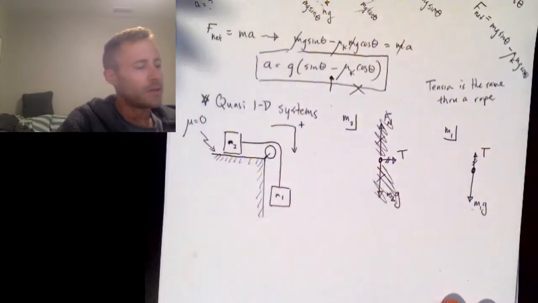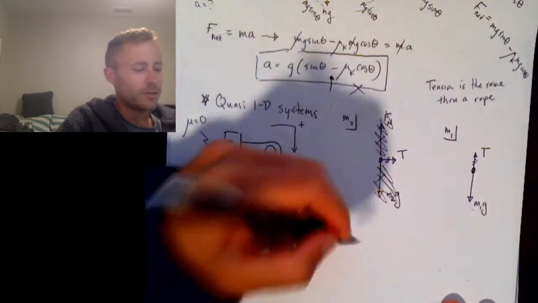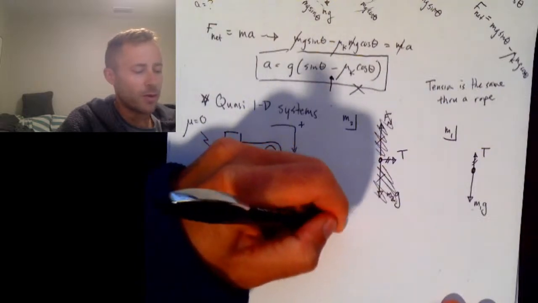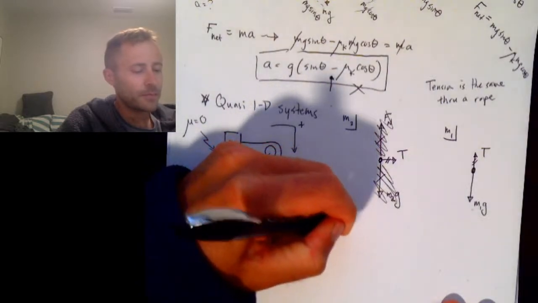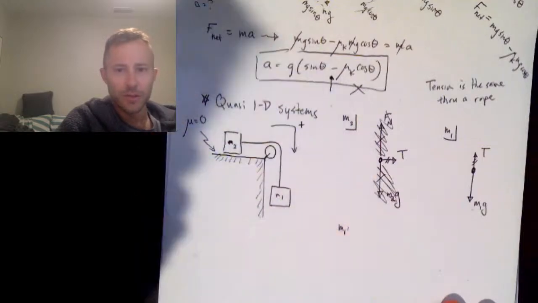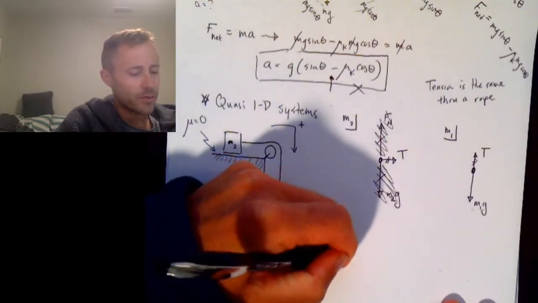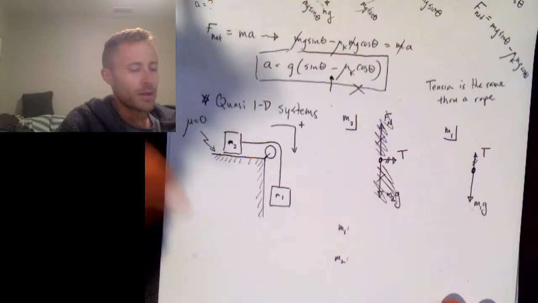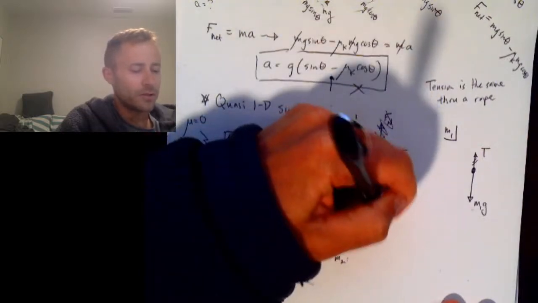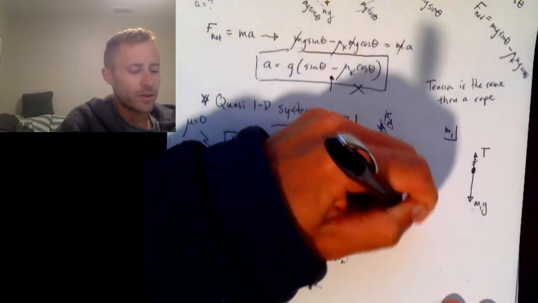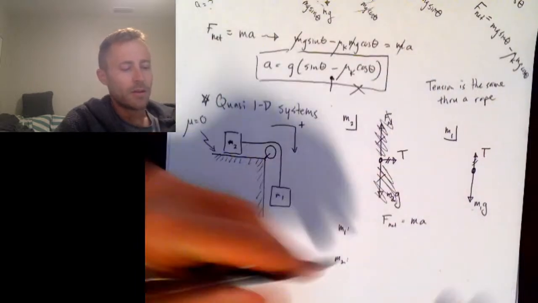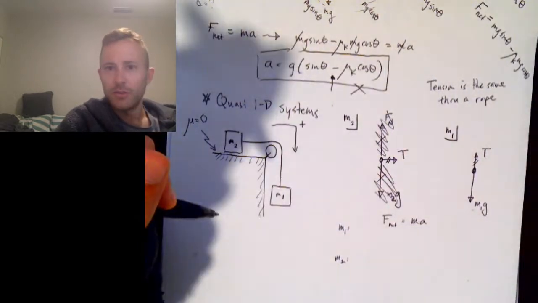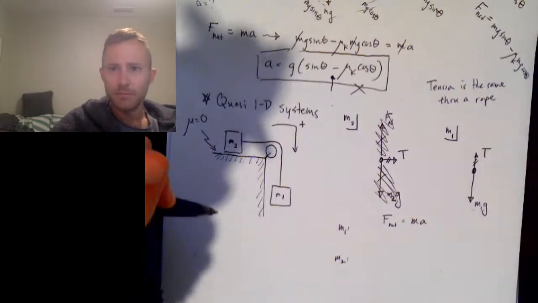Okay? So now let's go ahead and write Newton's second law for M1. And we're going to write Newton's second law for M2. Newton's second law is net force equals ma. M1 has two forces acting on it.